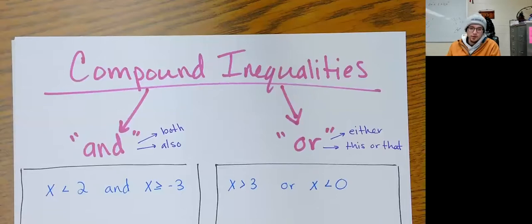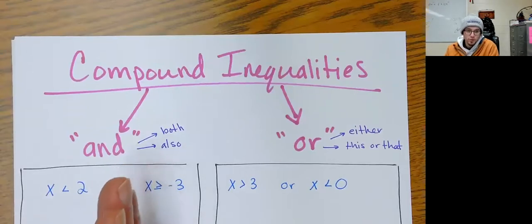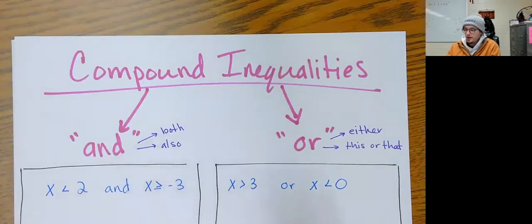Compound inequalities, just like in English class when you learn what a compound sentence is, means combining more than one inequality. We're compounding it. In the case of Algebra 1, usually you're combining two. We're going to combine using the word "and" and using the word "or."